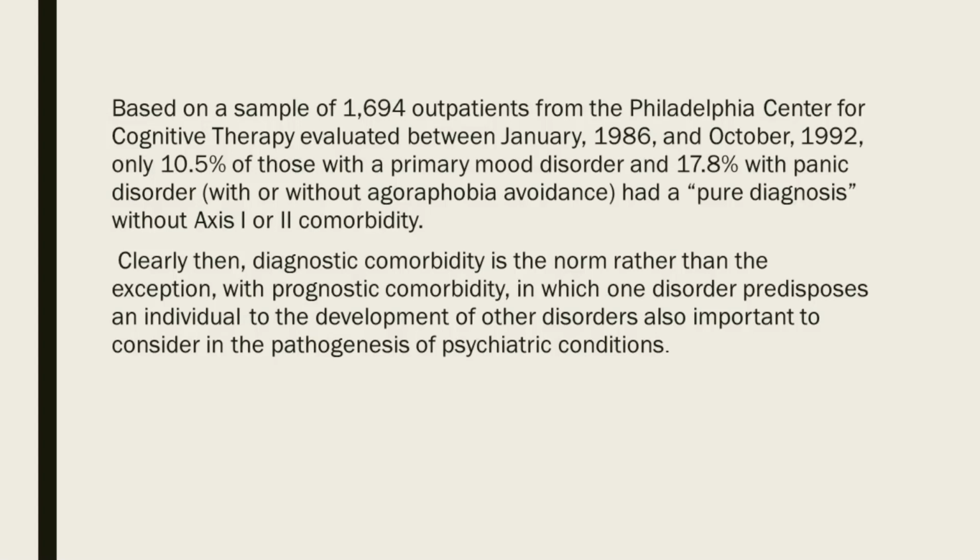Based on a sample of 1,694 outpatients from the Philadelphia Center for Cognitive Therapy evaluated between January 1986 and October 1992, only 10.5% of those with a primary mood disorder and 17.8% with a panic disorder with or without agoraphobia avoidance had a pure diagnosis without excess 1 or 2 comorbidity. Clearly then, diagnostic comorbidity is the norm rather than the exception, with prognostic comorbidity, in which one disorder predisposes an individual to the development of other disorders, also important to consider in the pathogenesis of psychiatric conditions.